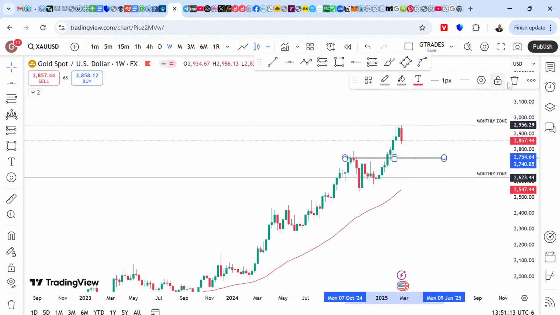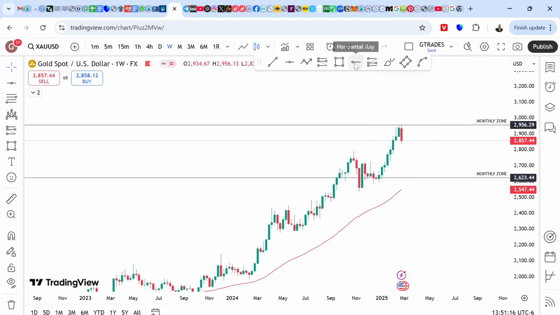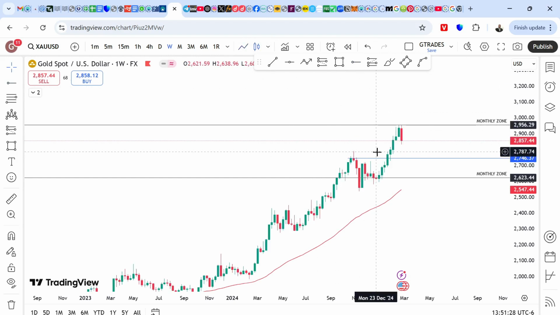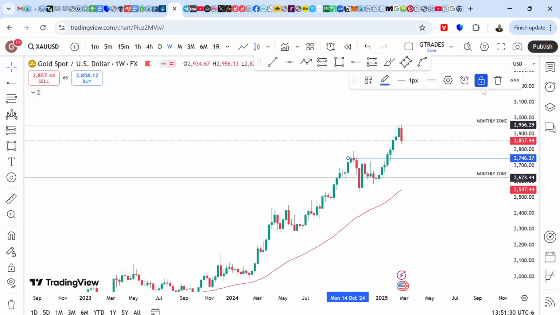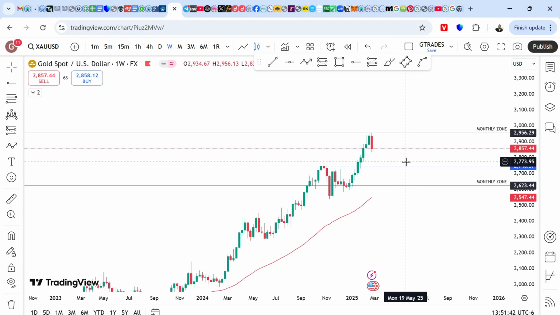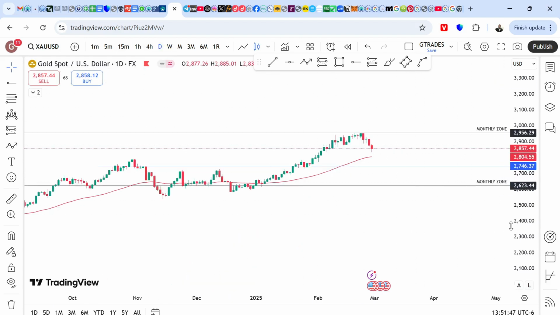So I like to represent that with my horizontal ray, right? Boom. I like to put it on the body of the candle rather. Do you see that? All right, boom. So let me make sure it's static, so I can be moving. So what I'm looking at for this week is that gold should pull into this level of support before actually going for buy. So my bias for this week on gold would be to look for sell opportunity in the market. So let's look at the daily time frame.